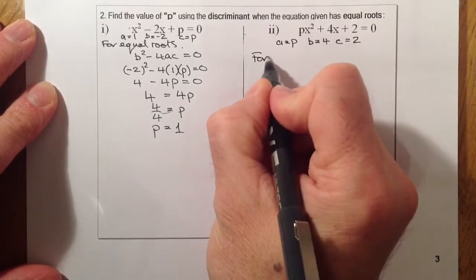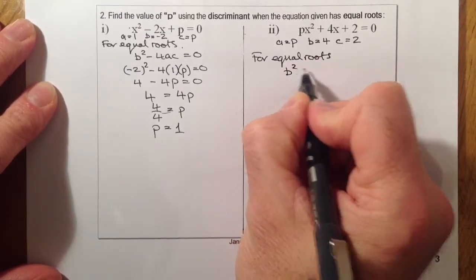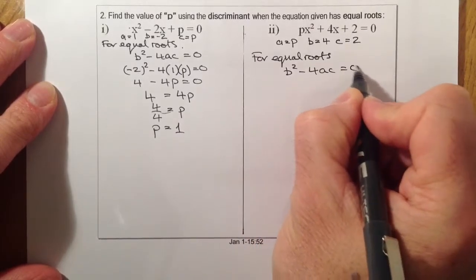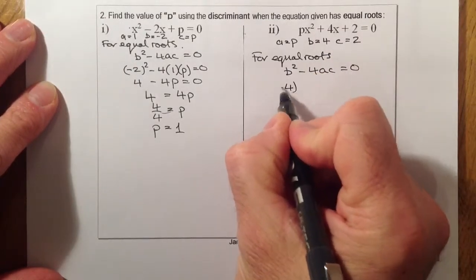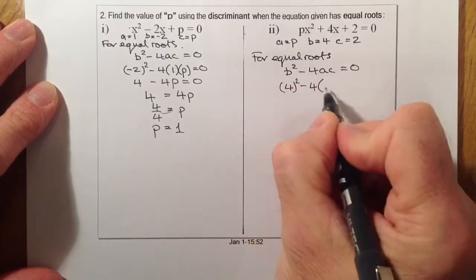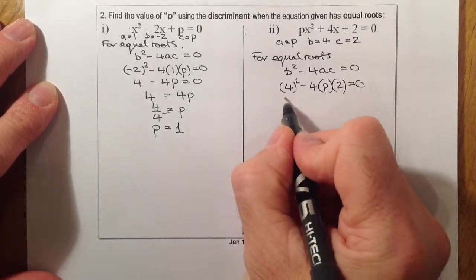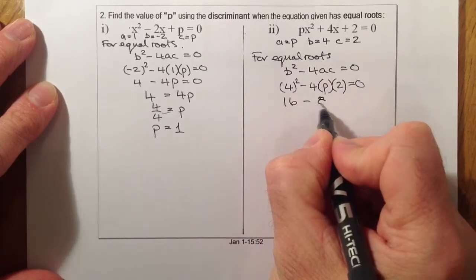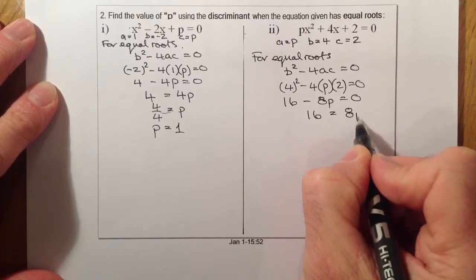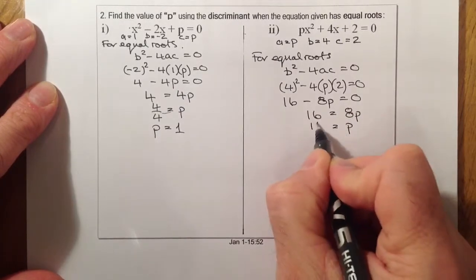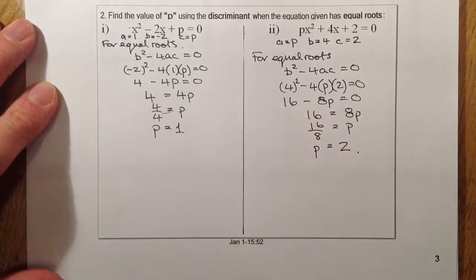I know that for equal roots, I'm going to use the discriminant equaling 0. Right, substitute the values in. So I've got 4 squared minus 4 times p times the c value, which is 2, equals 0. So here I've got 16 minus 8p equals 0. So 16 equals 8p, so p is going to be 16 all over 8, and from there I know that p is equal to 2.